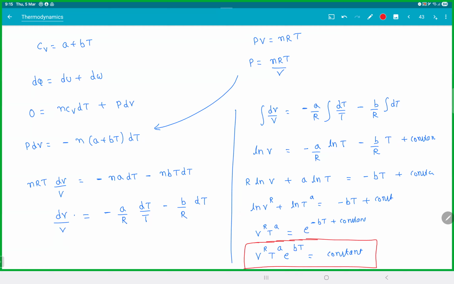Only two equations: dq is du plus dw and PV is equal to nRT. Remember this. You don't have anything else. Every question is all based on these two only. V is equal to e power raised. Yeah, right, Utsa, you got something like that. I think you got it. You just have to simplify it. Any doubts on this?